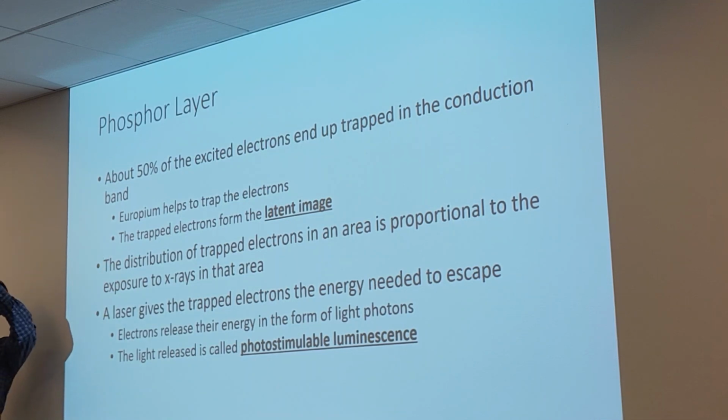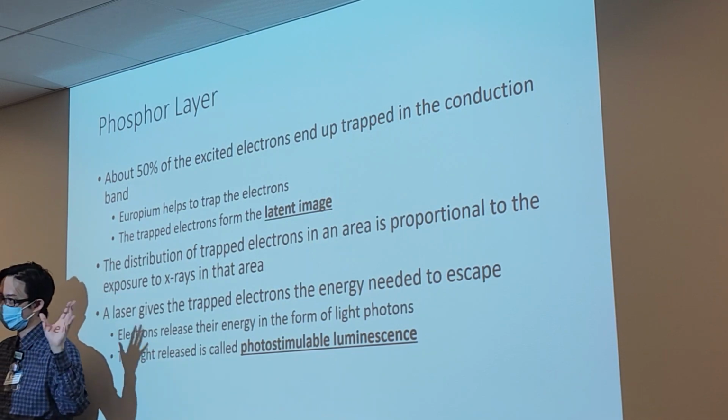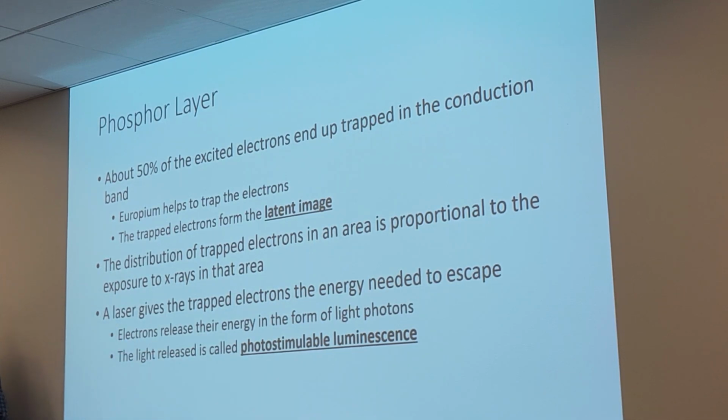So the parts where we have a lot of electrons, that's the highly exposed area. The part with only a few electrons, that's the part that didn't get exposed, with lots of absorption instead. And so that's how we can see the differences in those body parts. So once the light releases, that part will be black. Over here, it's going to be white.